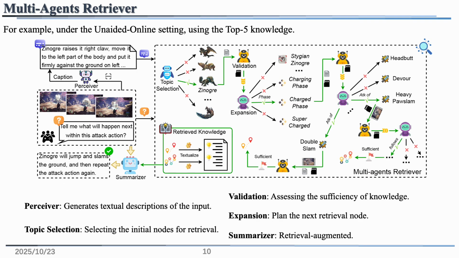We also designed a multi-agent retriever to retrieve the relevant knowledge automatically. There are in total 5 agents. First, the perceiver converts the input query into a pure text description, and based on this, the topic selection agent selects the most relevant node as the start point for the retrieval. Then the validation agent validates whether the knowledge up to the current nodes is sufficient to answer the query. If not, the expansion agent tries to find the most relevant next neighbor node for retrieval, and the validation and expansion agents iterate to find the relevant knowledge. When the validation agent says the knowledge is sufficient, all retrieved knowledge is converted to pure text knowledge and passed as augmentation to the summarizer agent to answer the question.